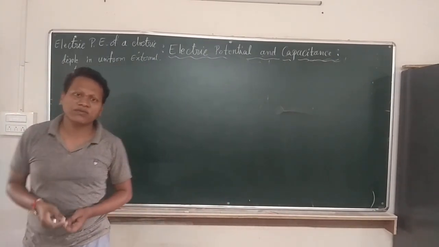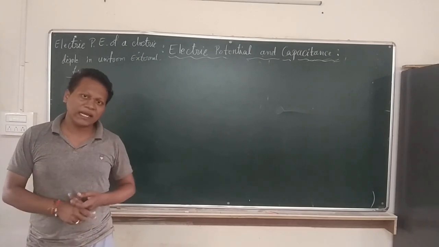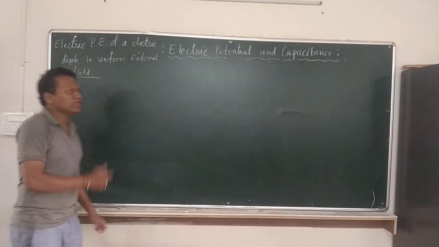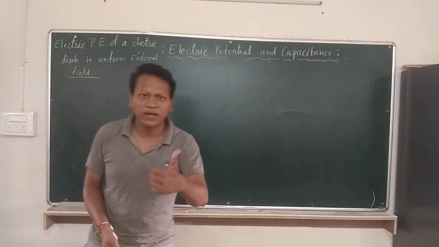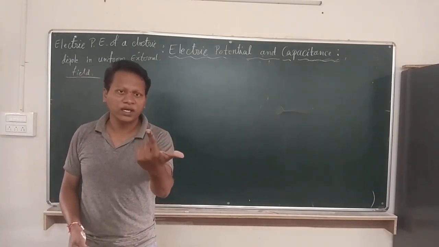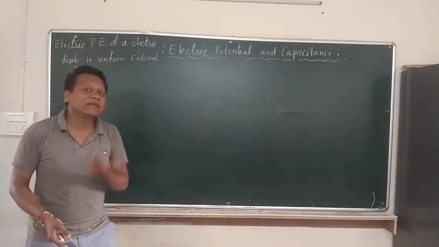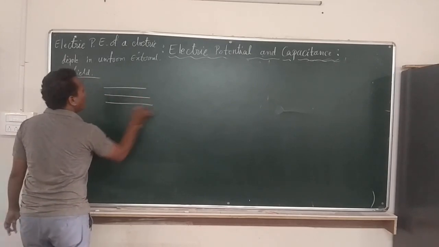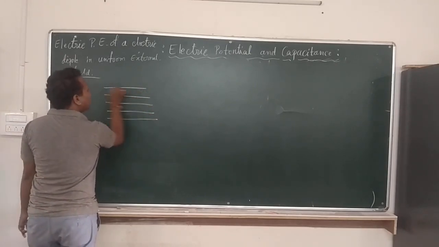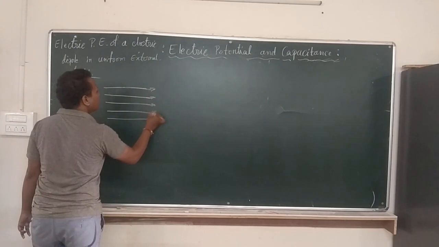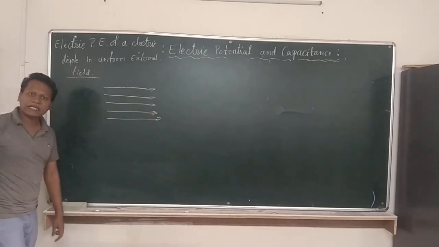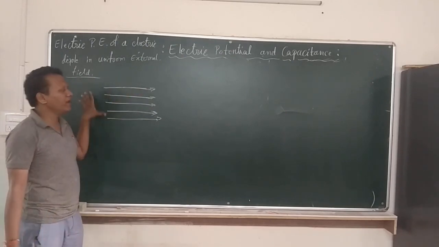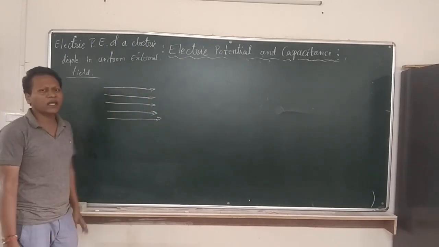What exactly happens to an electric dipole when it is placed in a uniform external field? For this derivation we must use the definitions of electrostatic force, electric field, and electric field strength. Okay, now move on. Let us say we have an electric dipole placed in a uniform external electric field. These lines I have indicated with arrow marks represent the uniformity.